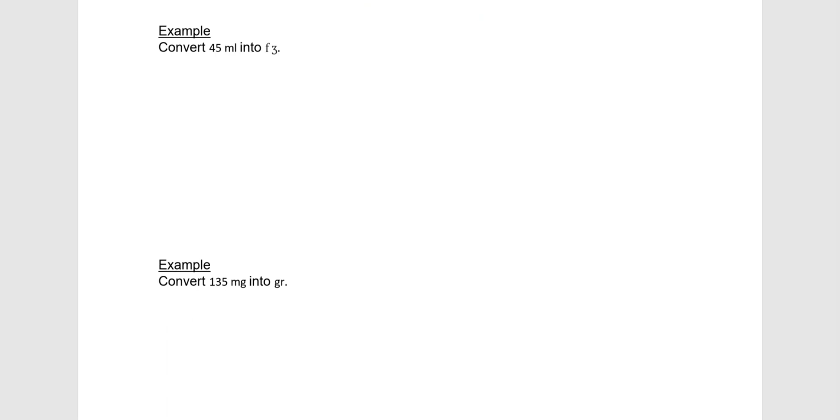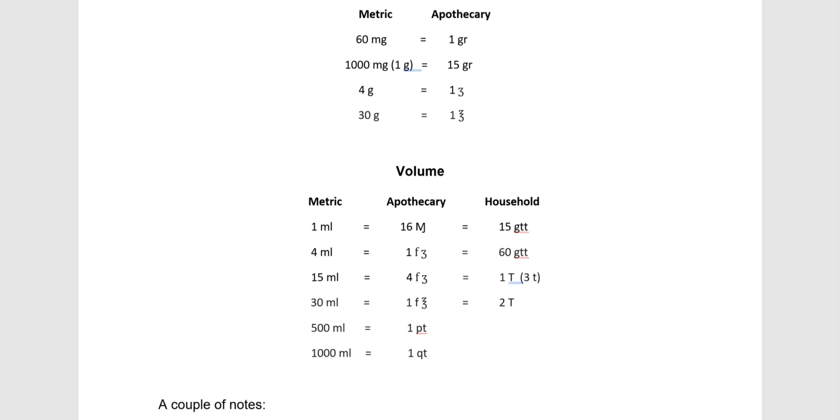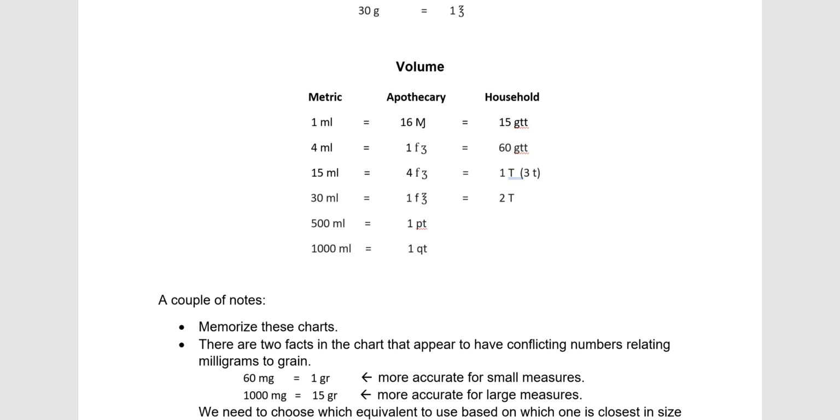So let's convert 45 milliliters into fluid drams. Taking a look at the conversion, we have milliliters to drams right here. We're starting with 45 milliliters. That's closer to 15, so we're going to be using this one: 15 milliliters equals 4 fluid drams.